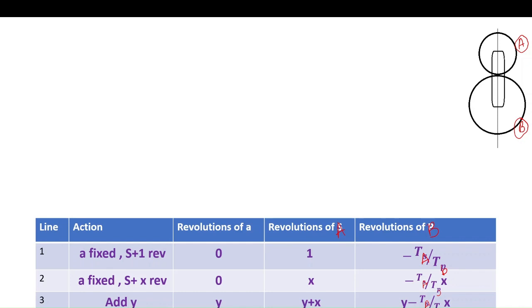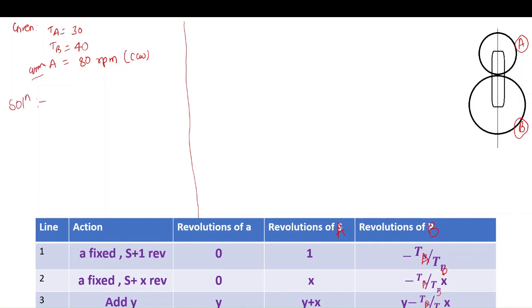So what is given? TA equals 30, TB equals 40, and the arm rotates at 80 rpm counterclockwise. This is given. Let's start with the solution.